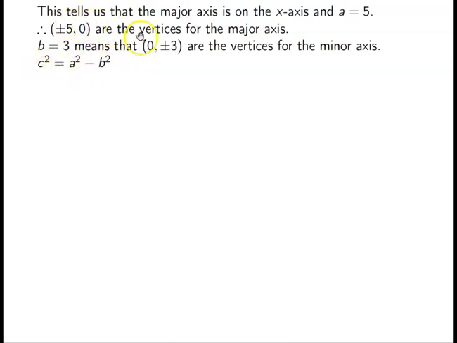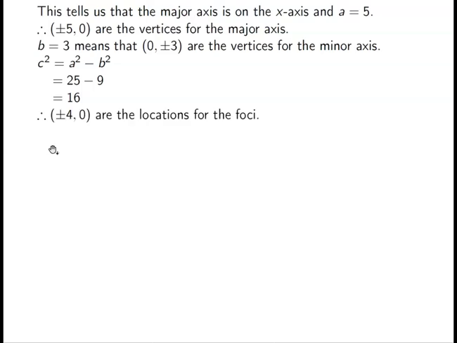I have this relationship. I know what a is, I know what b is, so I can use those values to find c. So a squared is 25, b squared is 9. So 25 minus 9 is c squared, which means that c is 4. So at plus or minus 4, that is where the foci are located.